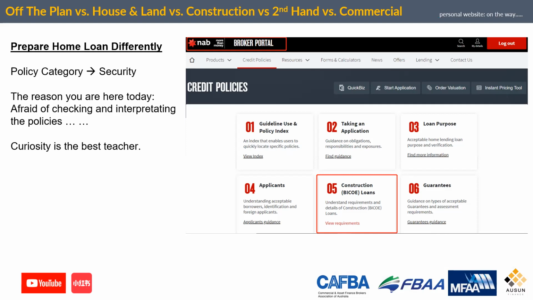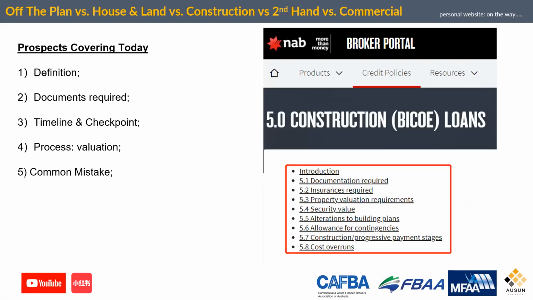As you can see, National Bank broker portal, number 5, you can see construction loan. Understand the requirements and detail of the construction. I won't read through it today, but I will explain and highlight some of the main concepts. The reason you're here today is maybe you didn't know where to look for it before, or you're afraid of making mistakes, or don't know how to interpret the policy. On the right-hand side, you can see it's quite detailed, breaking down into 5.1 to 5.8.